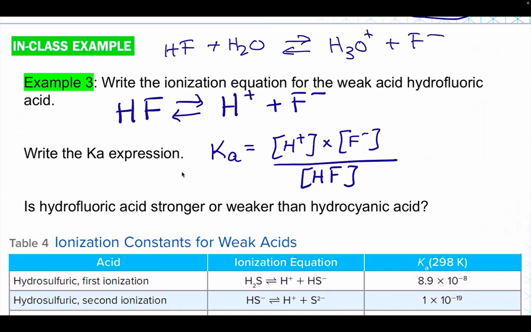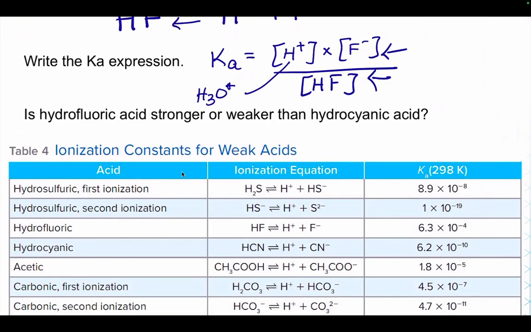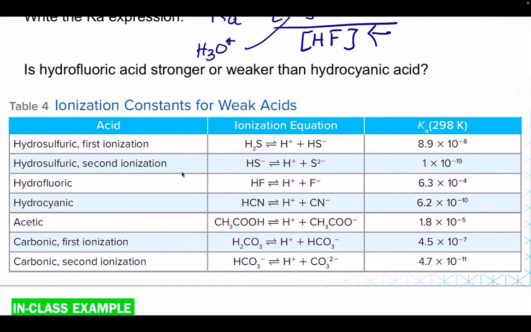When we do that, remember how we don't include water in the equilibrium expression? So it really doesn't change the way it's written. The only difference is this would be H3O, and those are interchangeable to me. So the Ka expression is always going to be the product ions over the reactant, which is the molecule not broken apart.